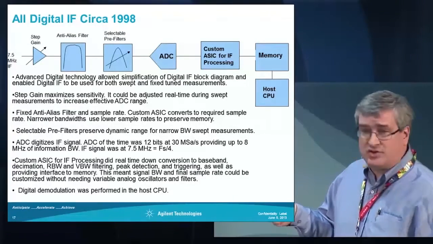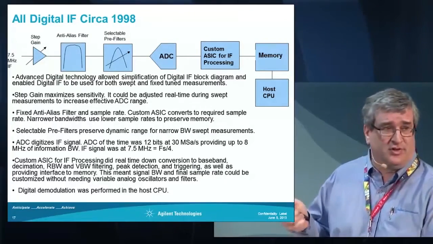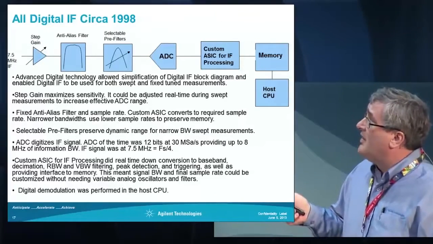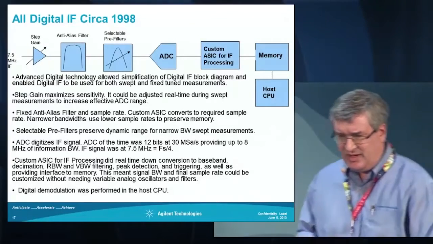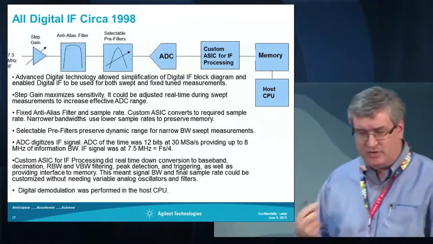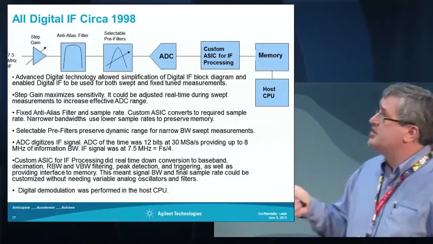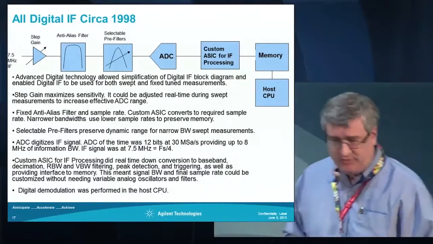We have our anti-aliasing filter that you're always going to see in the design. Now, this is no longer a resolution bandwidth filter. This is a pre-filter, which I'm going to explain in a few minutes. And then we have this custom ASIC now showing up in our block diagram, and that's where we could do things like our down conversion, our resolution bandwidth filters, our video bandwidth filters, and all our detectors were done in this block. So what's going on up here? What are these pre-filters?